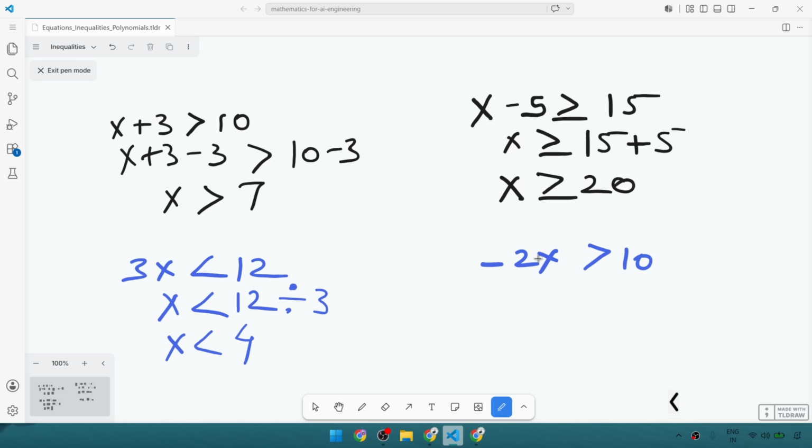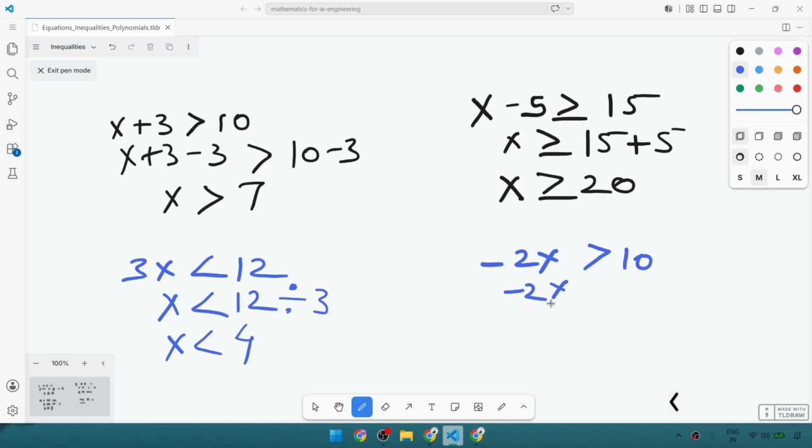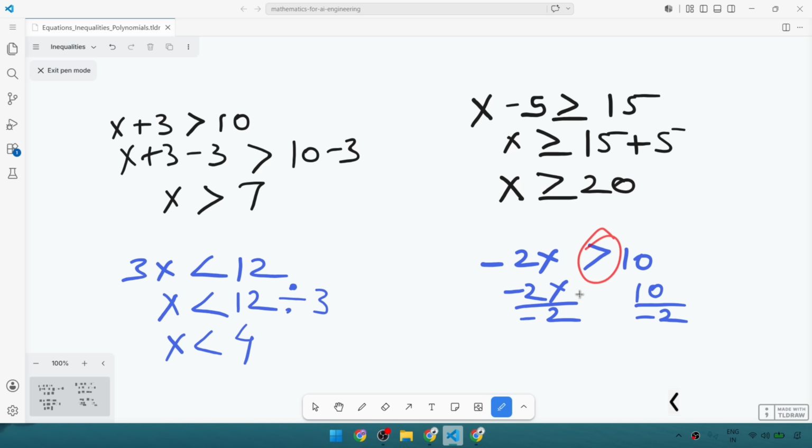So currently we have minus 2 multiplied by x. So the opposite operation will be that we have to divide by this minus 2 at both hand sides. So at this side it will become minus 2x divided by minus 2, and at this hand side, 10 divided by minus 2. And that is where you need to be careful: when you are multiplying or dividing by a negative number, we need to reverse the inequality sign. So whenever we do this, we need to reverse this particular inequality sign.